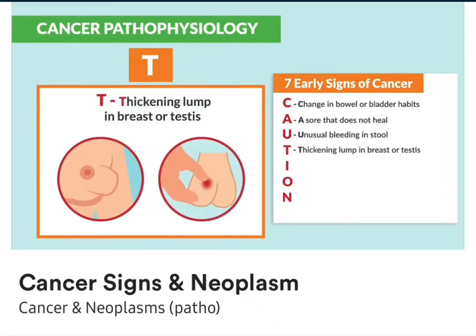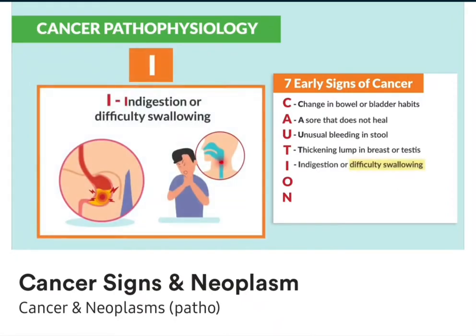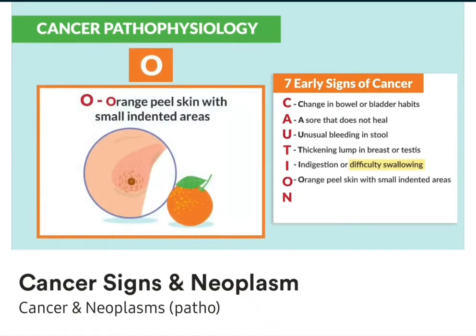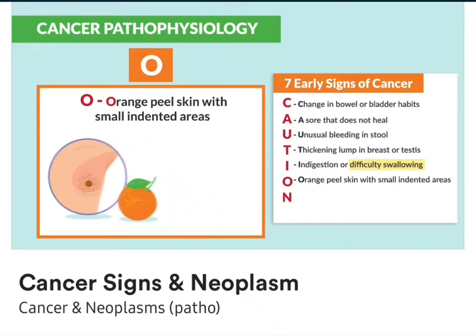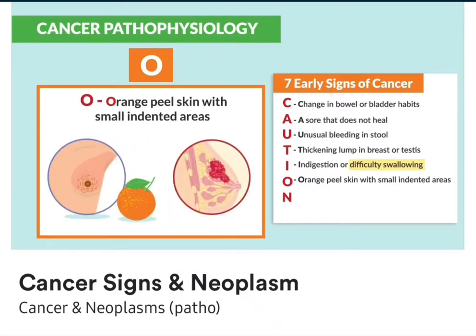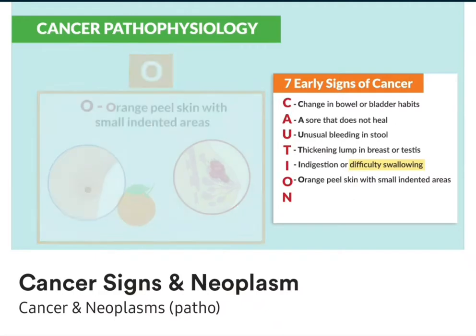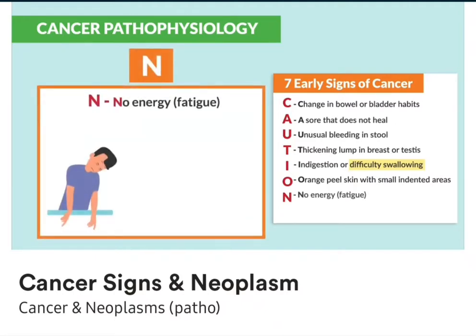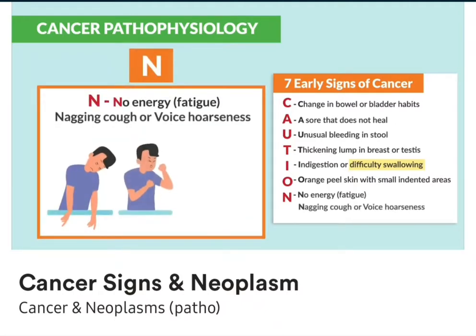T is for a thickened lump in the breast or even testes. I is for indigestion or difficulty swallowing. And O is the orange peel skin with small indented areas. So once again, this typically always indicates breast cancer. And lastly, N is for no energy or fatigue, as well as nagging cough or voice hoarseness.